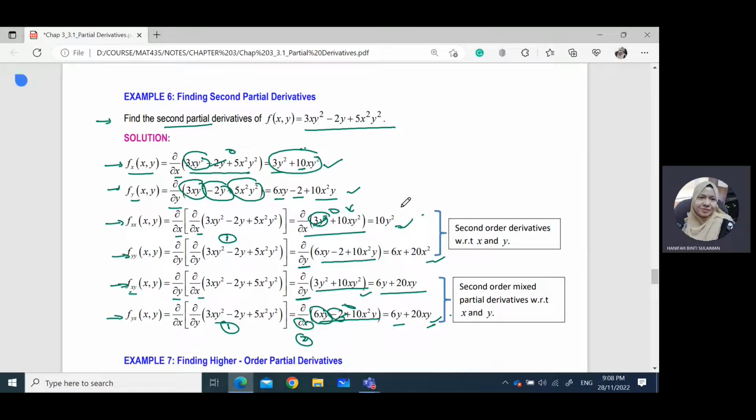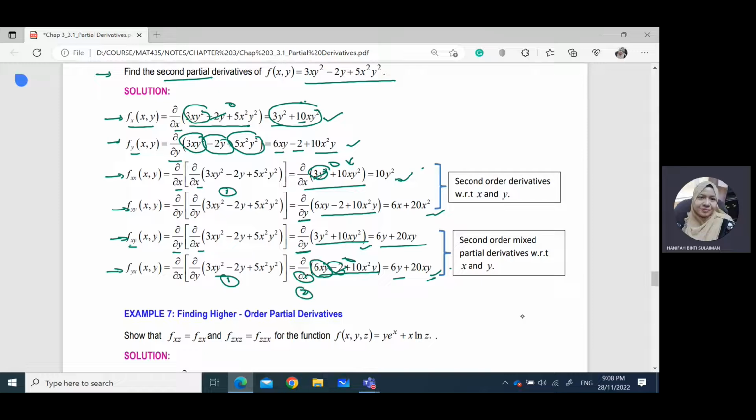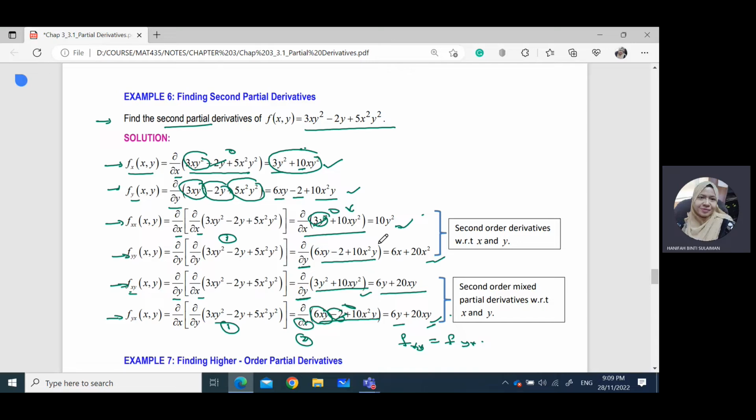Alright, so based on this experiment, we identified that for the mixed order, which is derivative with respect to x and y, it is equivalent with the partial derivative with respect to y and x. Okay, jawapan dia sama. So kita boleh katakan for the second order mixed partial derivative with respect to x and y are equivalent, whether you start with x followed by y ataupun you start with y and followed by x, so dia akan memberi jawapan yang sama. Okay. Right, so that one is about example 6.